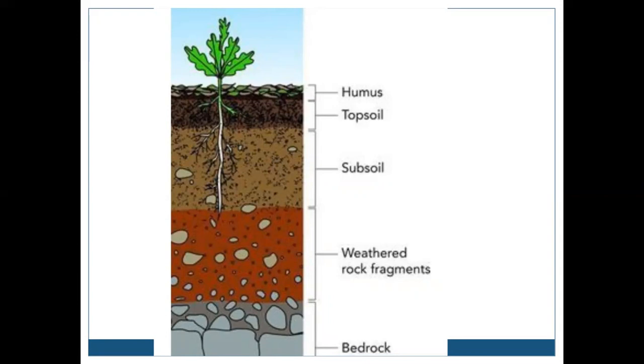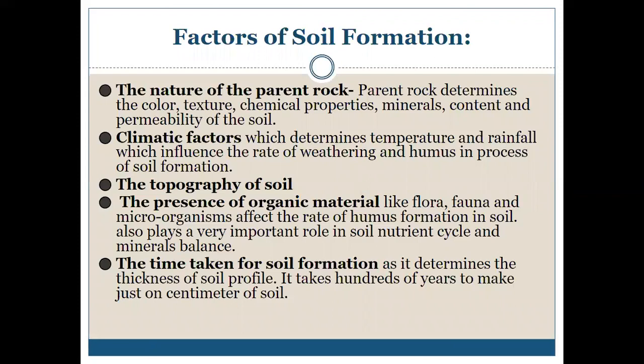Now move on to the next topic, factors of soil formation. First factor, the nature of the parent rock. Parent rock determines the color, texture, chemical properties, mineral content and permeability of the soil. Next is the climatic factor, which determines temperature and rainfall, which influence the rate of weathering and humus in the process of soil formation. Then comes the topography of soil, the type of soil.